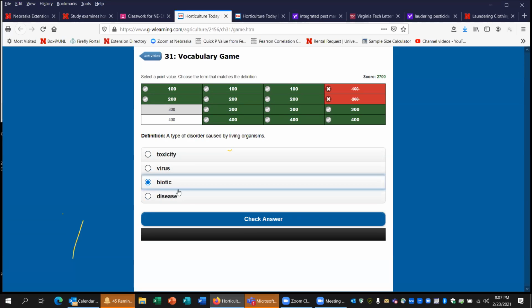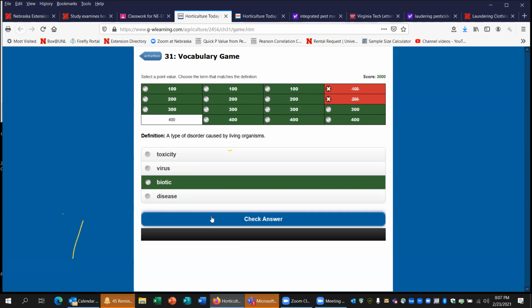Biotic, absolutely. It's a biological agent that's doing the problem. So would a gall be a biotic problem since it's a living thing? Yep. Does the gall necessarily harm the plant for the most part? A lot of them are more unsightly for our galls.